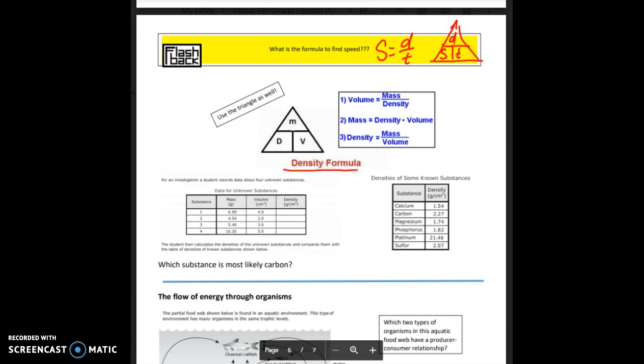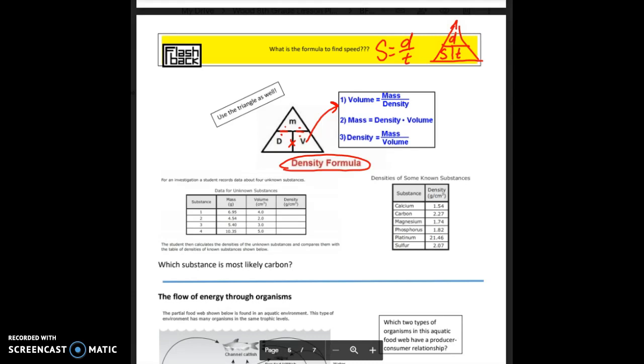Here we have the same situation happening with the density formula. We can use the triangle. We have density is mass divided by volume. That's how the formula is written in the formula chart. But if you use your triangle and you're looking for volume, then of course it's going to be mass divided by density. If you're looking for the mass, it is going to be density times volume. And if you're looking for the density, then it is mass divided by volume.